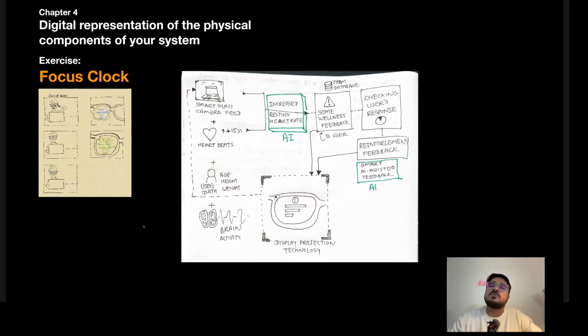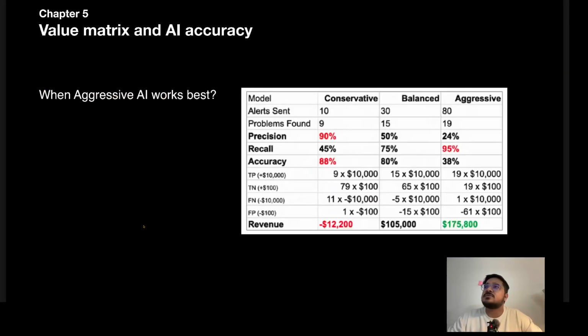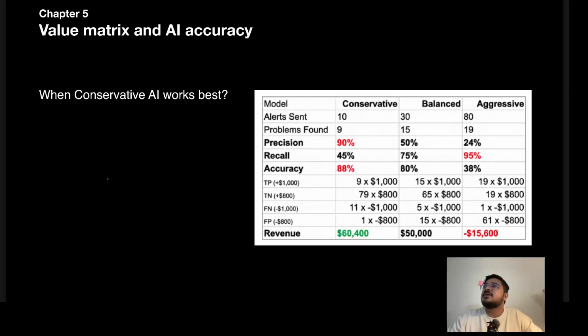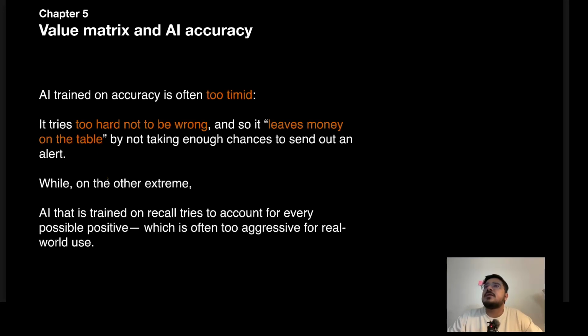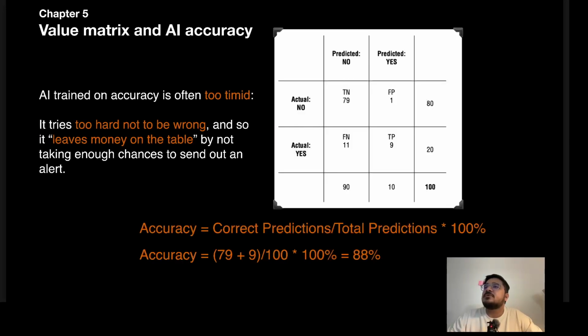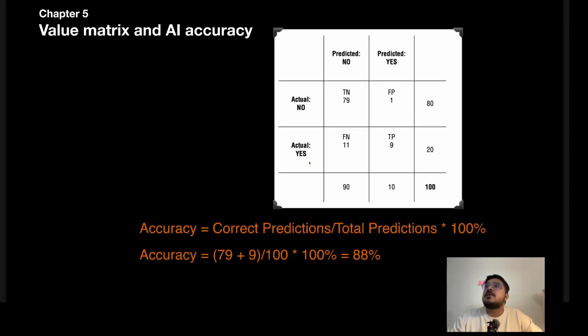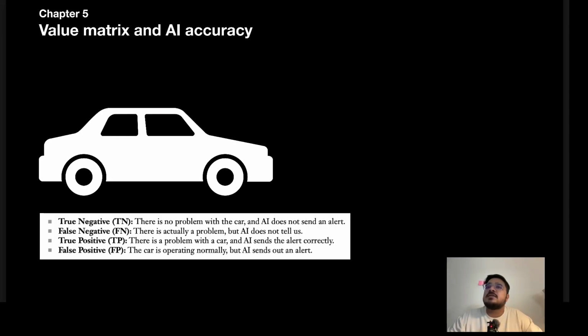And for tomorrow's exercise, we have to create this AI model, and basically what we need to do is understand the true negatives of our product, false negatives, true positives, and false positives. We will write it down, and I will share that with you tomorrow.